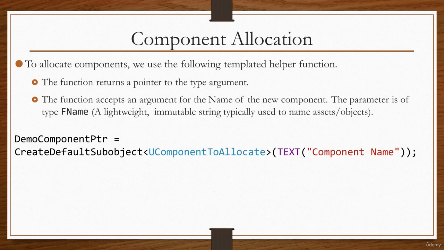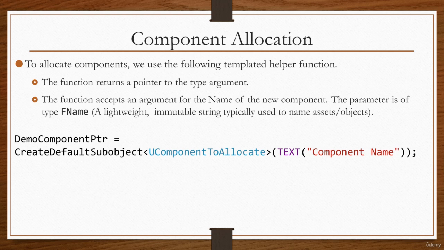So how do we allocate components? Well, to allocate components, we use the following templated helper function. The function returns a pointer to the type argument. We pass in some type, such as RootComponent, for example, and the function is then going to return a pointer to RootComponent in that case. The function also accepts an argument for the name of the new component. The parameter is of type FName. Now remember, the FString is mutable, so we can modify that, but this is a lightweight immutable string, typically used to name objects or assets.